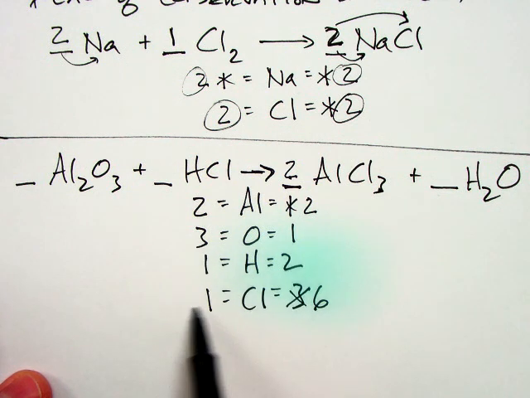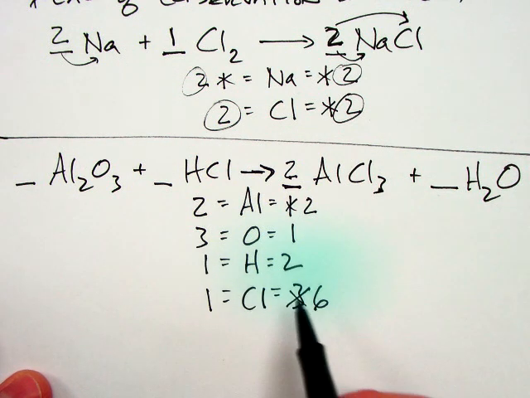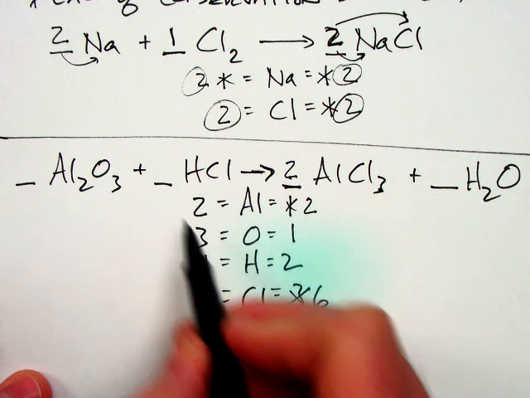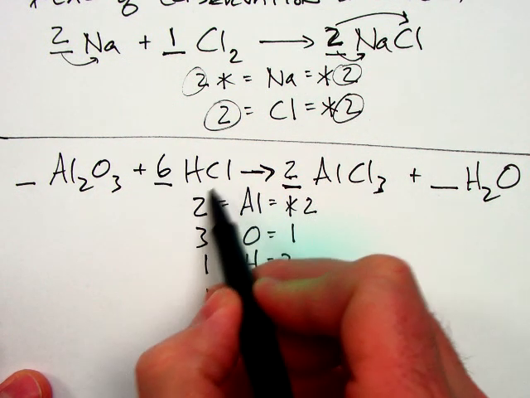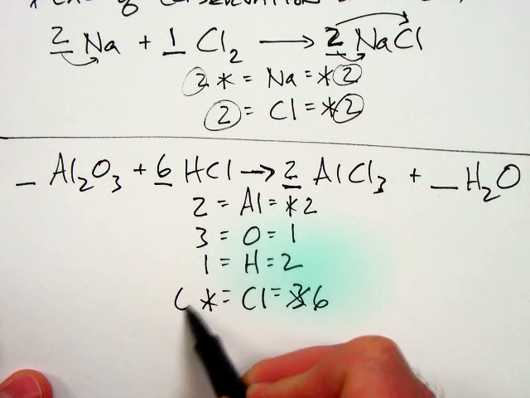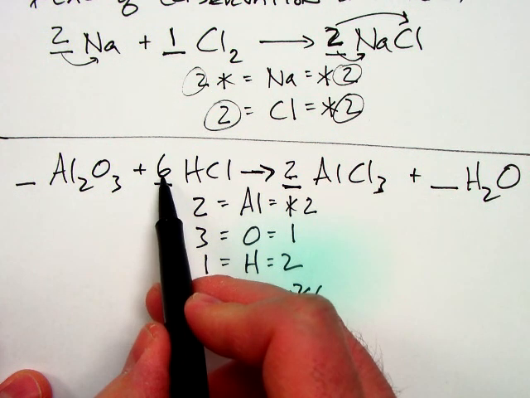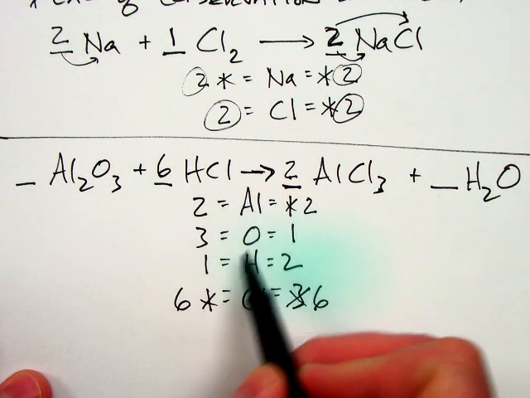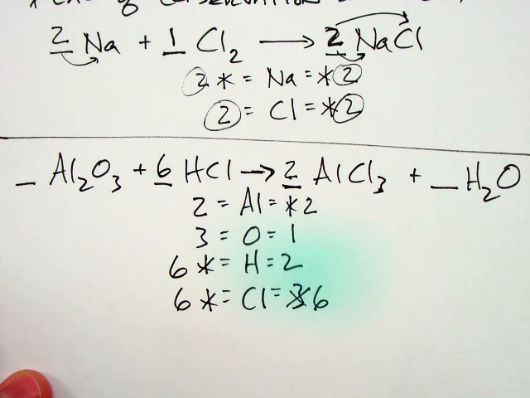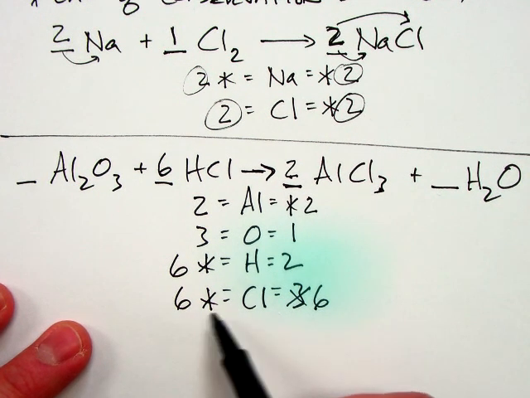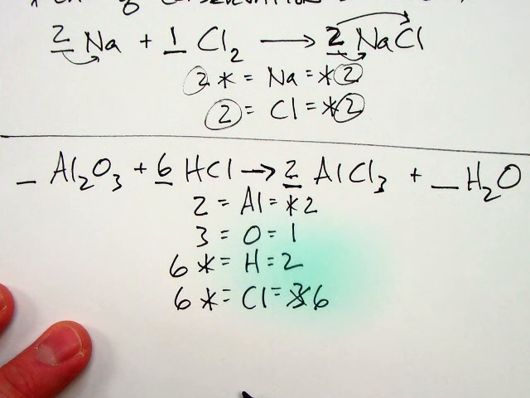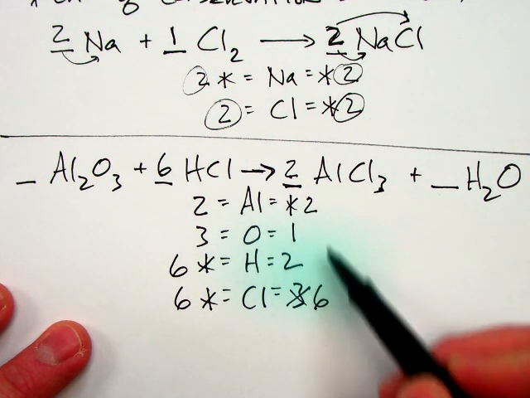O's and H's last, so I'm going to go to Cl's. I have 6 on the right, so in order to fix that, I'm going to put a 6 in front. So 6 times my 1 Cl gives me 6, but now it also affects my H's, so 6 times my 1 H gives me 6. So in balancing my Cl's, again, I changed the H's. Al's are balanced, Cl's are balanced.